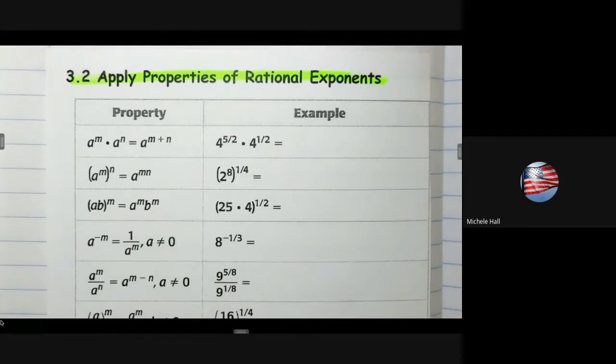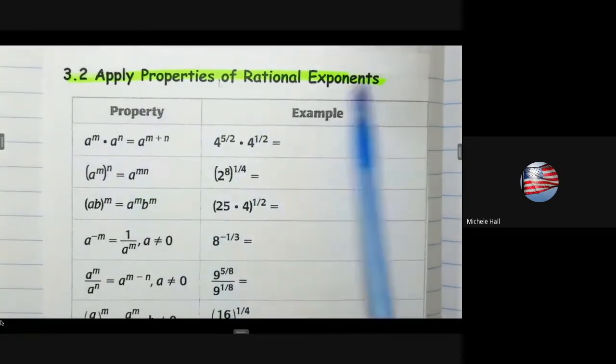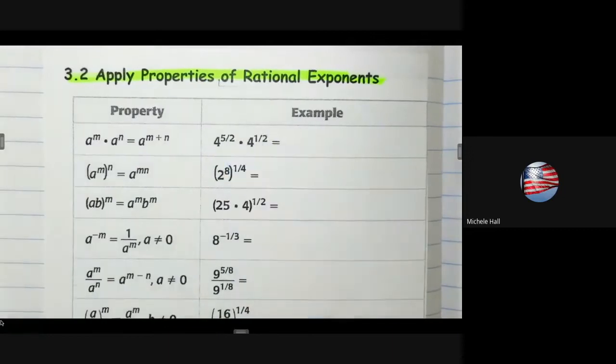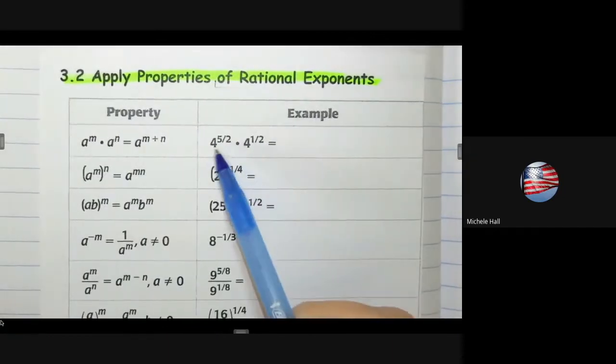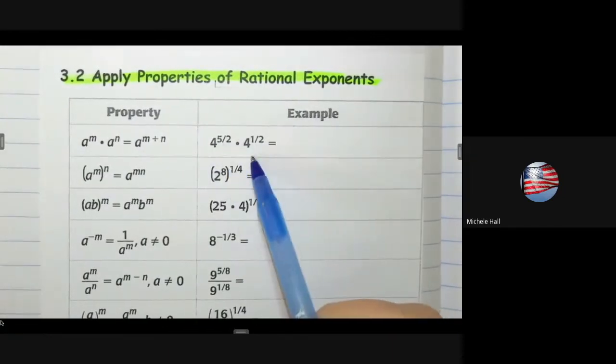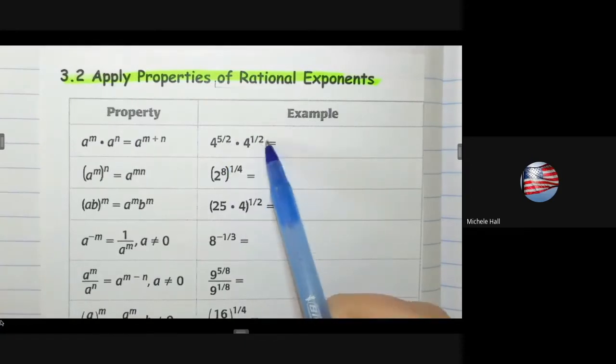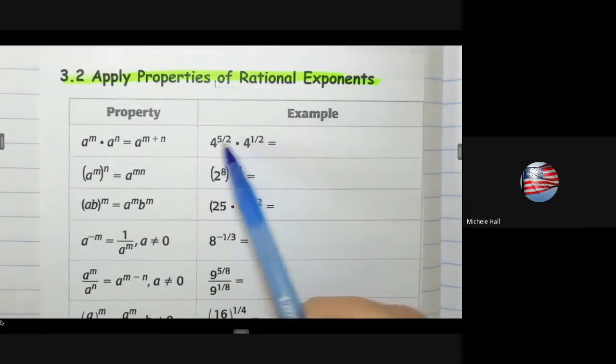3.2, apply properties of rational exponents. These are going to be the same rules that we used in chapter 2, except we have rational exponents, which means fractions. I am multiplying like bases, so I add my exponents. What is the rule for adding fractions? I need a common denominator, which they have.